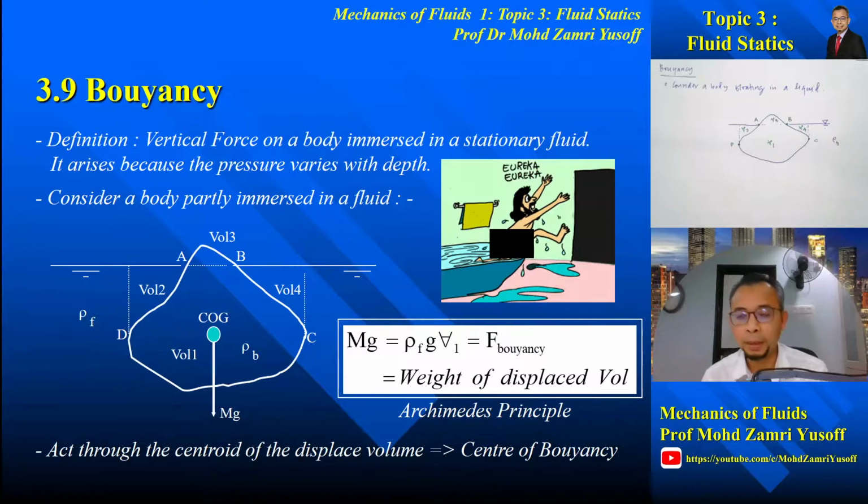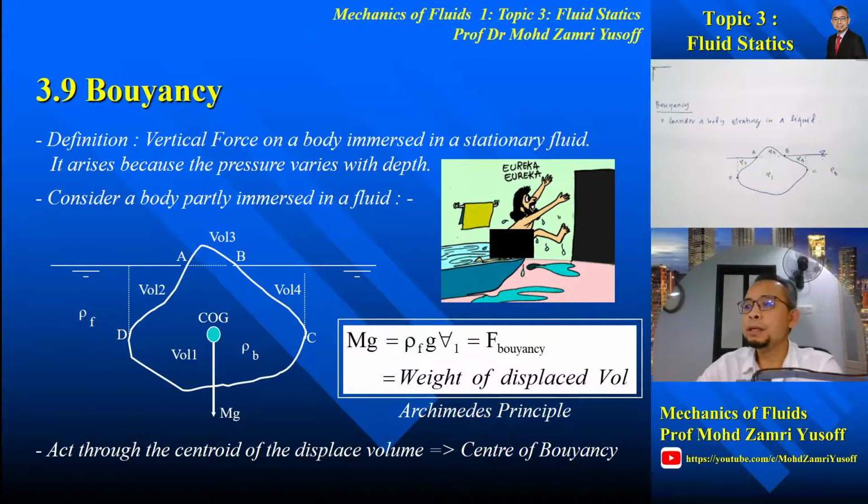In this part of the topic, we will look at buoyancy. By definition, buoyancy is the vertical force on a body immersed in a stationary fluid. The magnitude of the buoyancy force is equal to the net hydrostatic force in the vertical direction acting on all the surfaces submerged in the liquid.